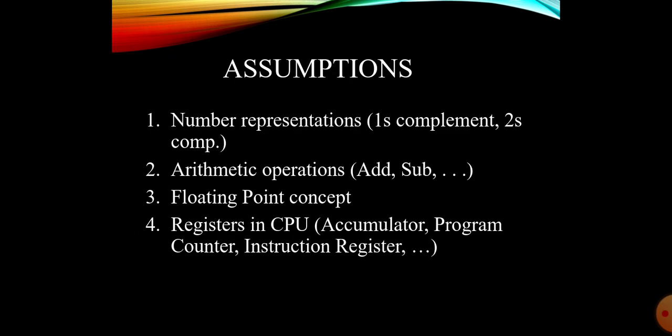Number representations: ones complement, twos complement. Ones complement means changing ones into zeros and zeros into ones. And arithmetic operands, addition and subtraction, as usual. Floating point numbers, such as 0.1, 1.2. This is the floating point concept. And registers in the CPU: accumulator, program counter, and instruction register. The accumulator is used to store information in the memory. A program is, as usual, a set of instructions, and instruction registers.